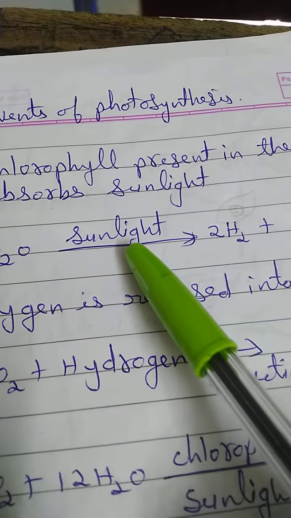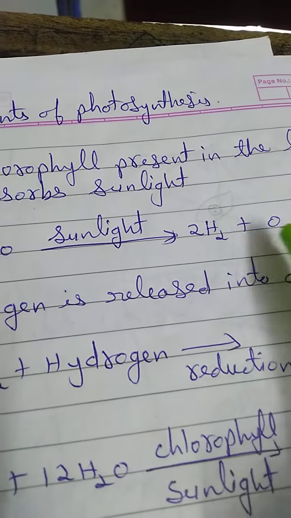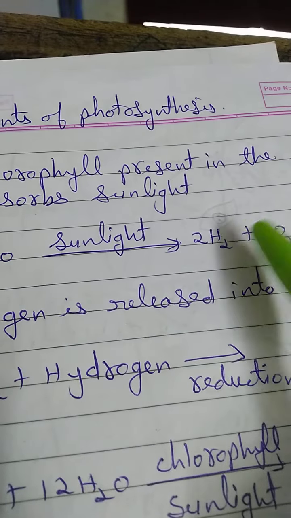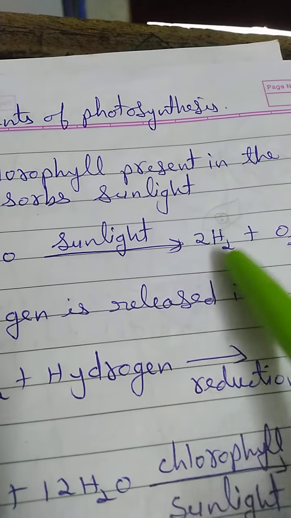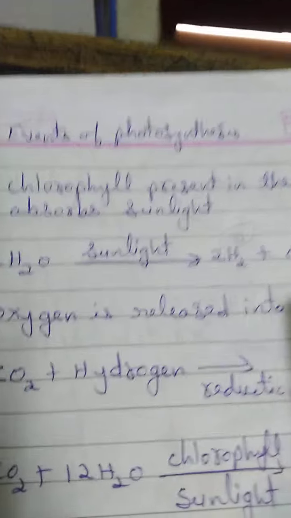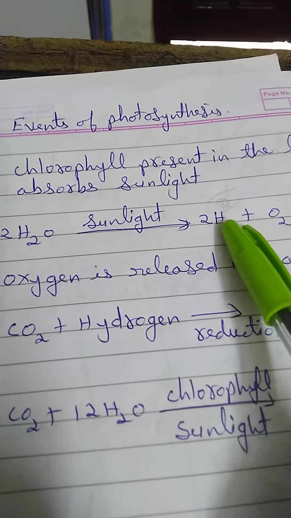That means the light energy is converted into chemical energy. It is giving the chemicals hydrogen gas and oxygen gas. So during photosynthesis, the oxygen is released from the leaves in this way. This hydrogen is used in the third step. Oxygen is released in the atmosphere and hydrogen is used up in the photosynthesis reaction.